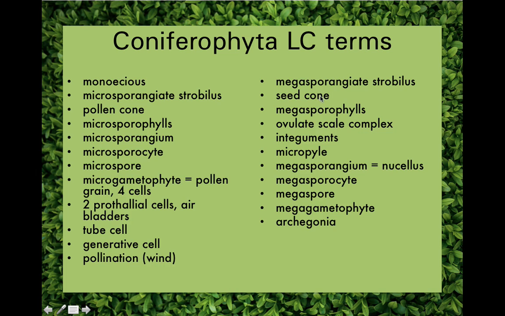And the same with seed cones or ovulate cones. They are also megasporangiate strobili, but it's easier to say seed cone with the understanding that the seed cone is where the megaspores are produced.